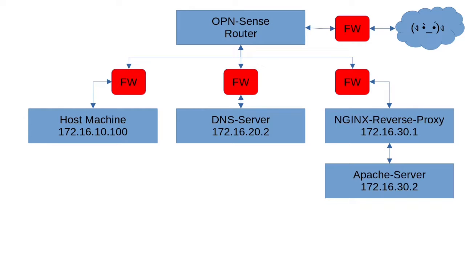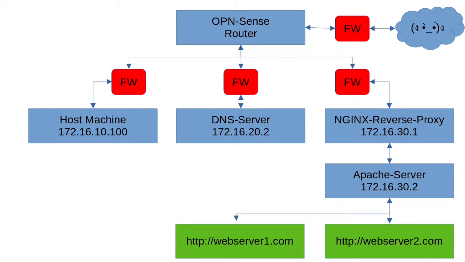So any traffic coming in will be port forwarded from my OPNsense router through to the proxy, and then the proxy will deliver the traffic to the correct web service. For this demonstration, this web server will be serving up two web pages, webserver1.com and webserver2.com. Both of these web pages have been configured and are up and live and running in Apache server.